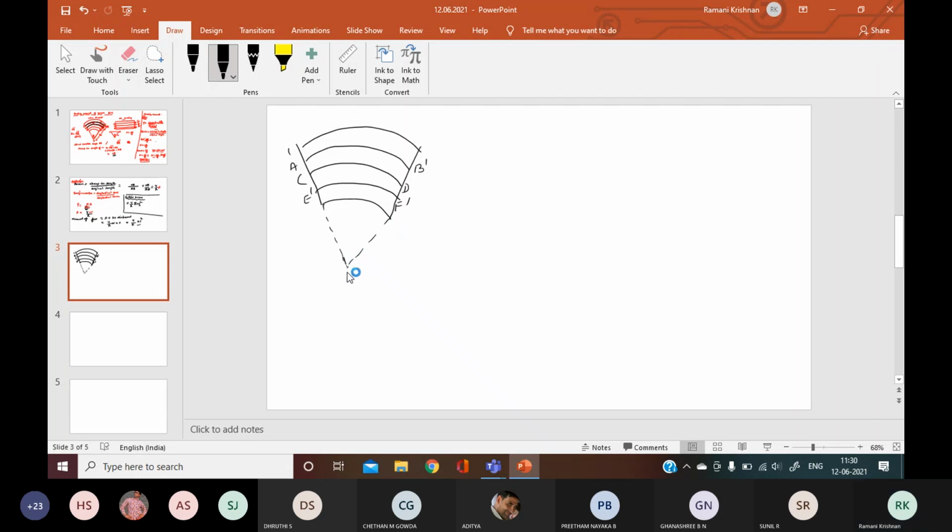Now, the center is O, the angle is theta. Because it is a neutral axis, we have written R from here. So what I wrote, theta is equal to CD by R, which is also AB by R if not loaded, which is also equal to EF by R if not loaded. Then I wrote AB is equal to R theta.